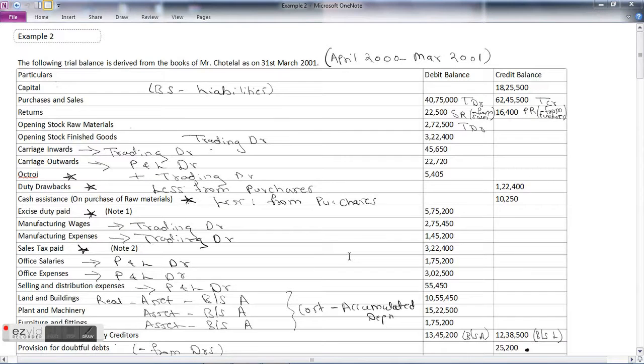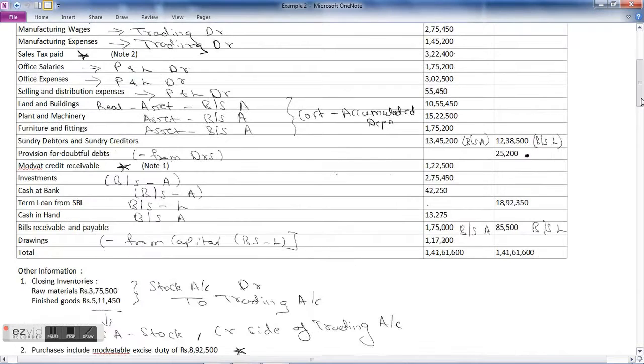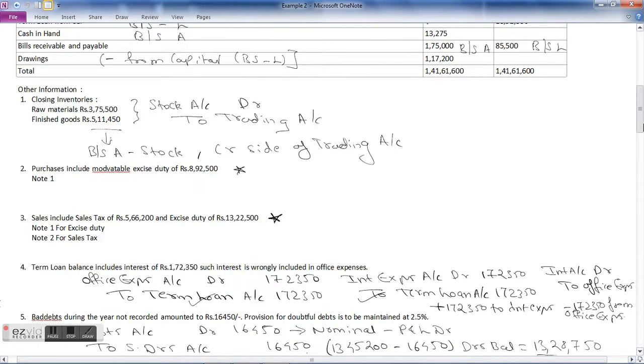Profit and loss account and the balance sheet. Okay, before that what we'll do is we'll take up all the adjustments and then we'll mark all the items which get affected because of the adjustment. So let's go to adjustment number 1, closing inventory, stock account debit to trading account.